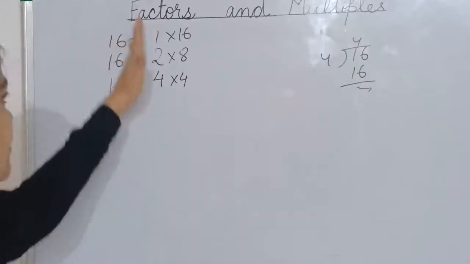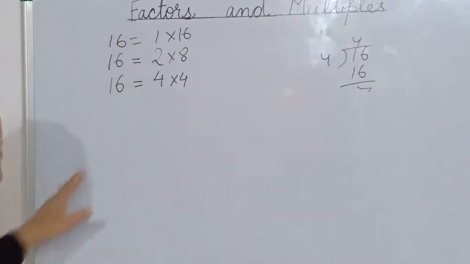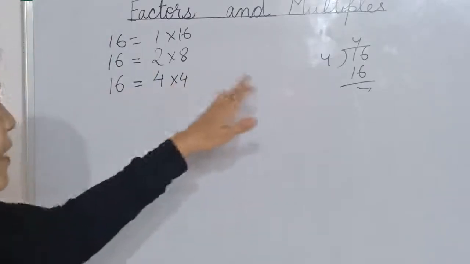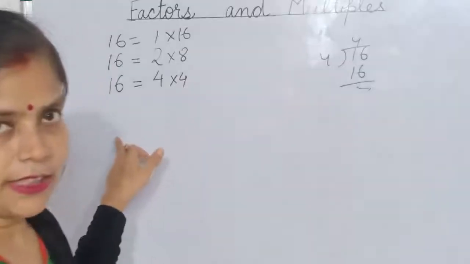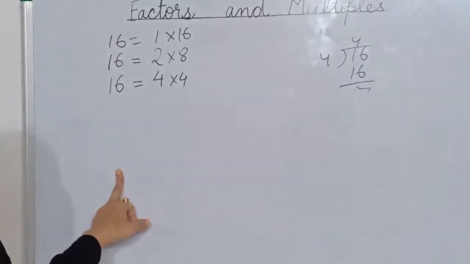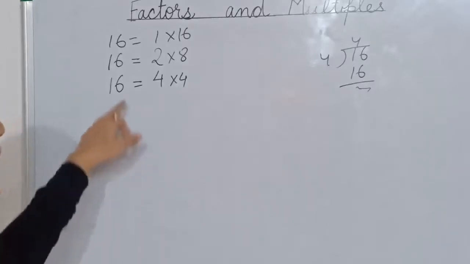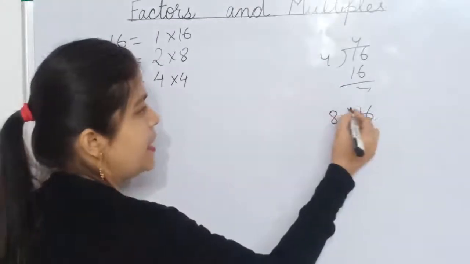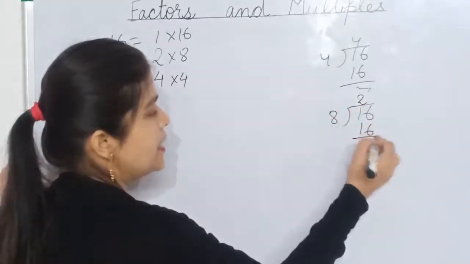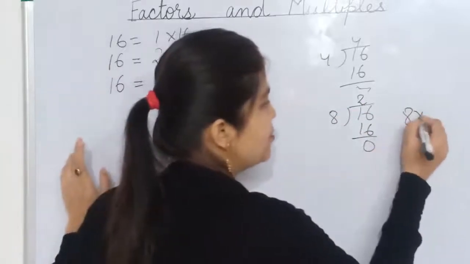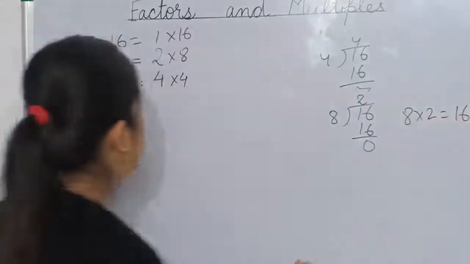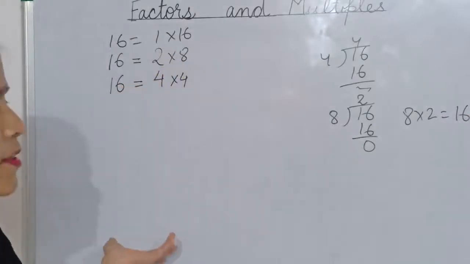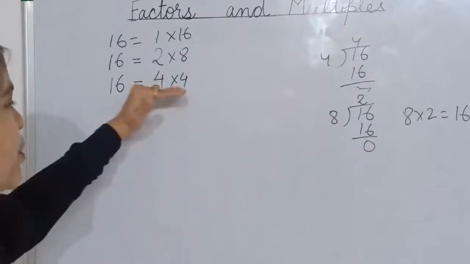So 16 has these many factors. I will not go further for division because we can't divide 16 by 5, we can't divide 16 by 6, 7, but we can divide by 8. We can divide 16 by 8. You can see here 16 you can divide by 8. 8 twos are 16 and 0 remainder, means 8 into 2 is equal to 16. 2 into 8 or 8 into 2, it is the same only. So we will not go further. We will stop here only.